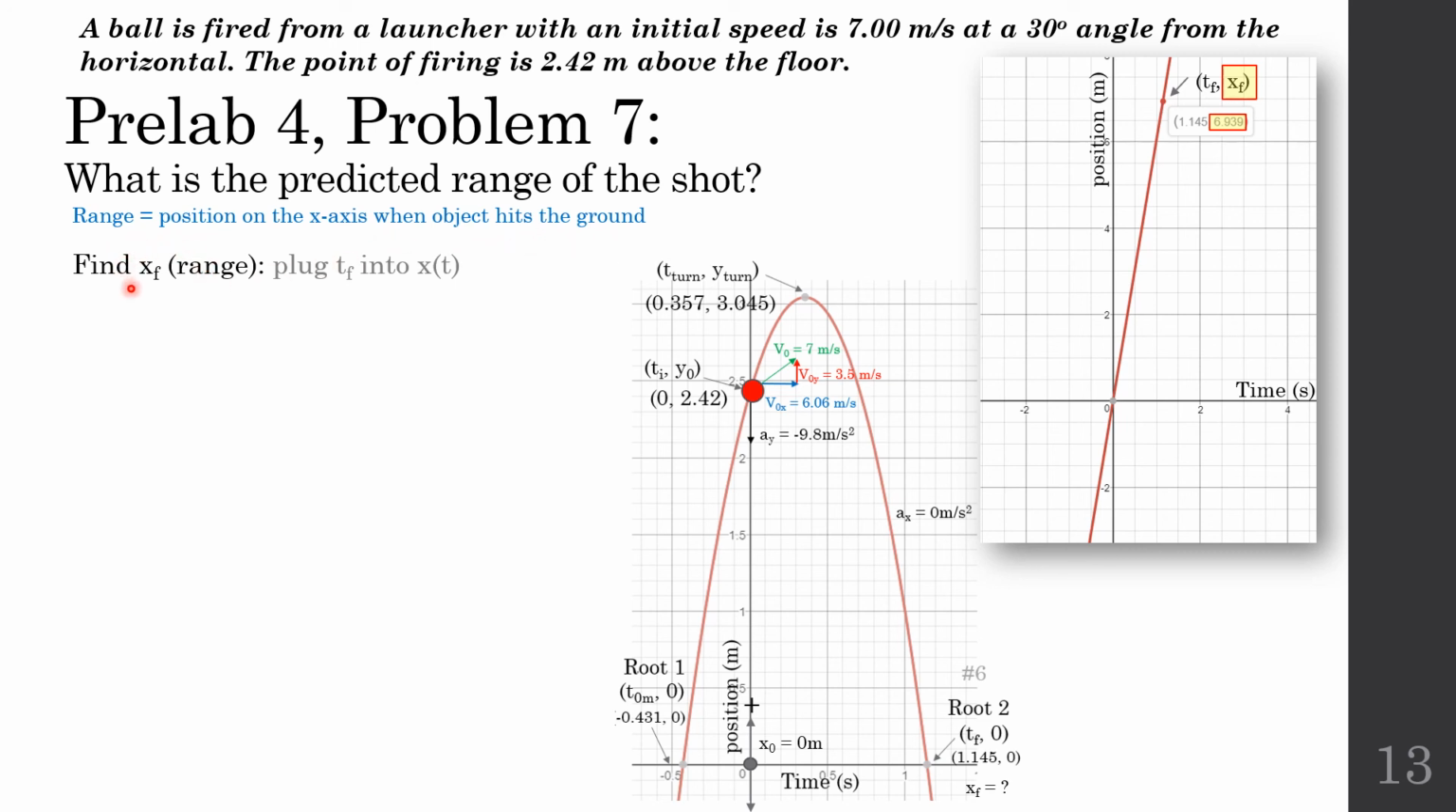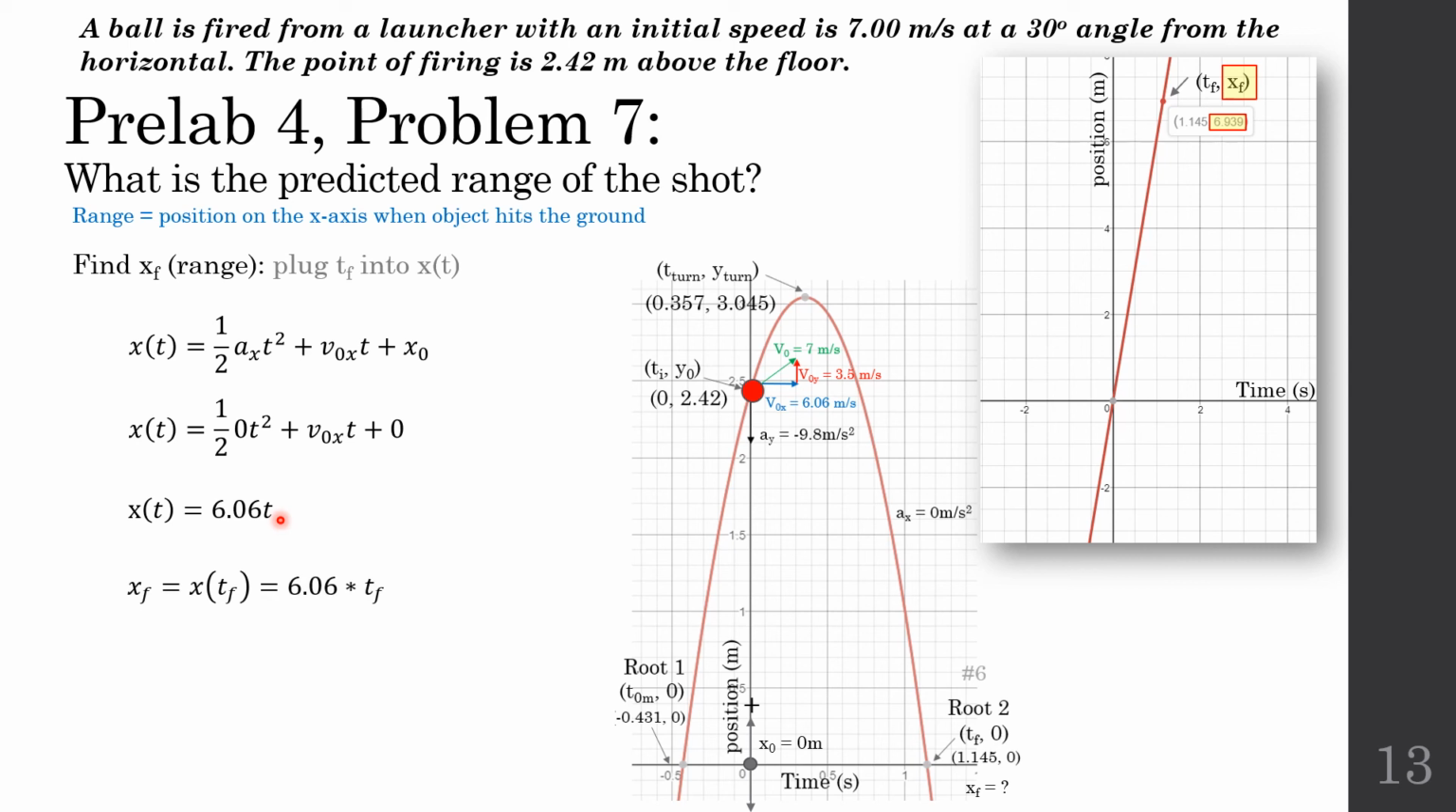As I mentioned, we are looking for the range, and the way that we're going to do that is we are going to plug t final into our x of t equation. First, let's write down what the x of t equation is, and then let's plug in our values. We know that there's no acceleration. We've established that right here. We know that the starting position is 0. We established that here. So all we have is a velocity in the x direction, and we figured that out in problem number 4. So x of t is equal to a positive 6.06 times t.